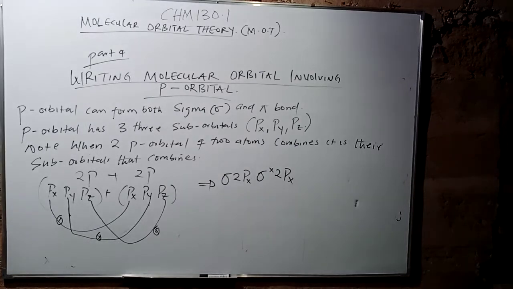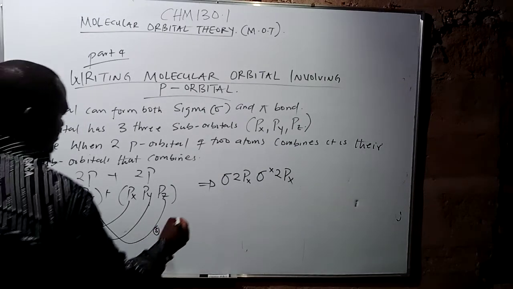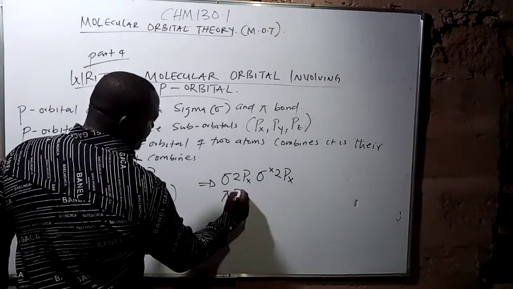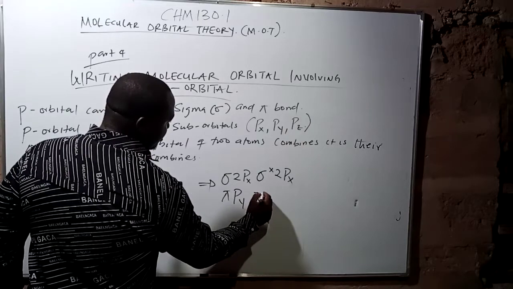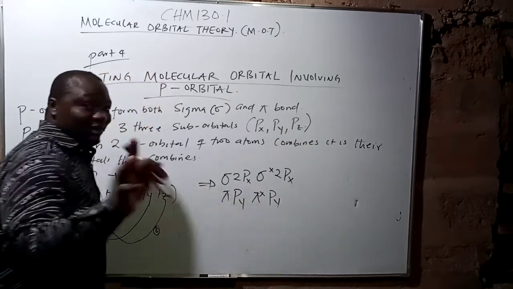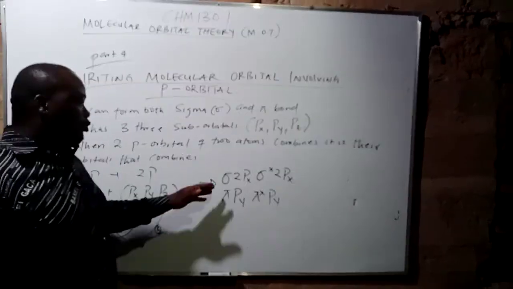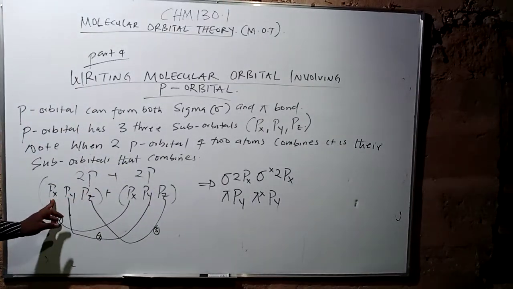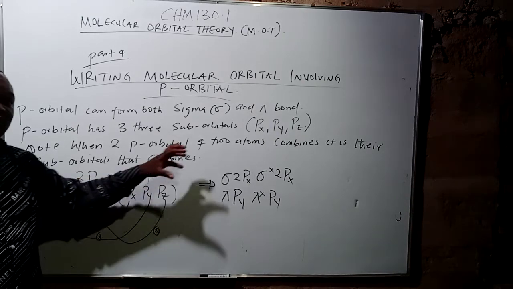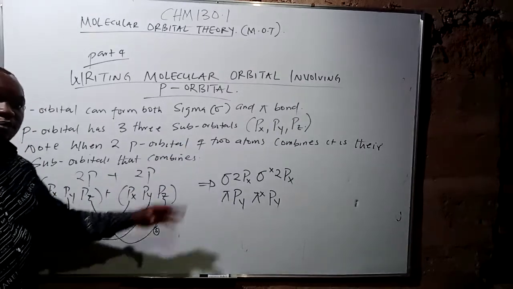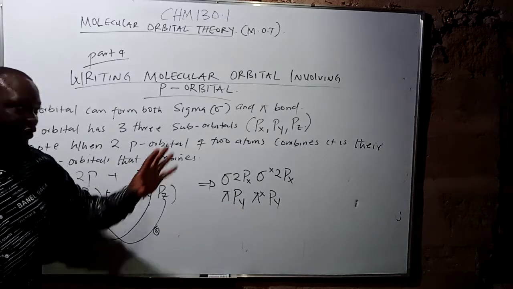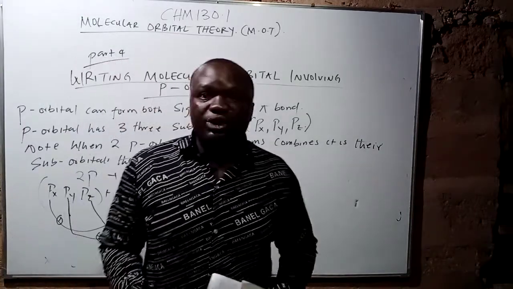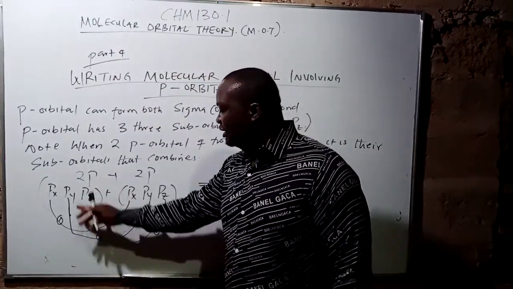Now, the second one is this number 2, py to py, which will give you pi py and antibonding pi py. And then have you started? Yes. Under p orbitals, of the 3 suborbitals, only one of them, which is the x, forms the sigma bond. The rest of the 2 form pi bond. Note it very well. Under p orbitals, we have 3 suborbitals, and of those 3, it is only the x that forms the sigma bond.